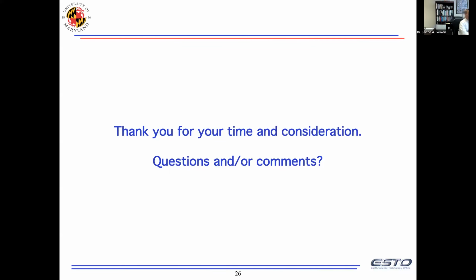I'm going to close my window because we've got some compressed gas delivery going on. I don't know if you could hear the beeping. But with that, I'll say thank you and questions, comments.